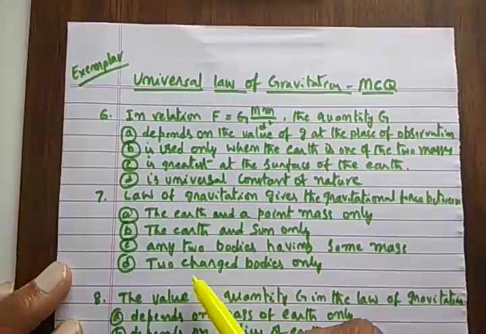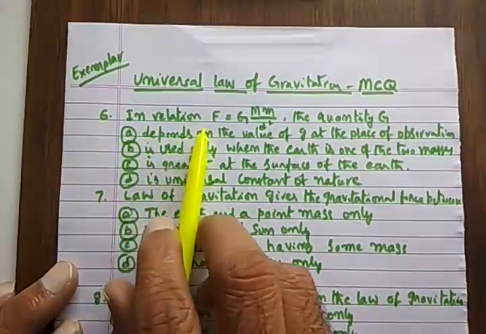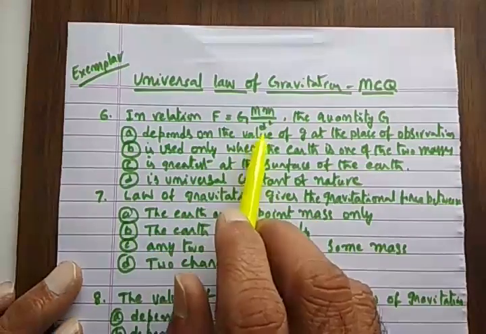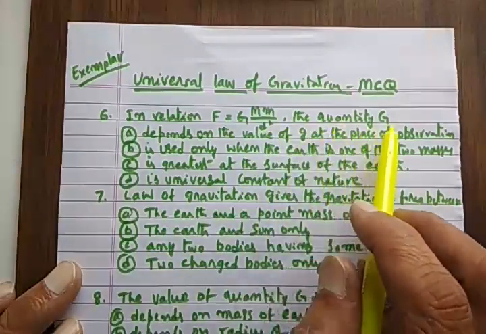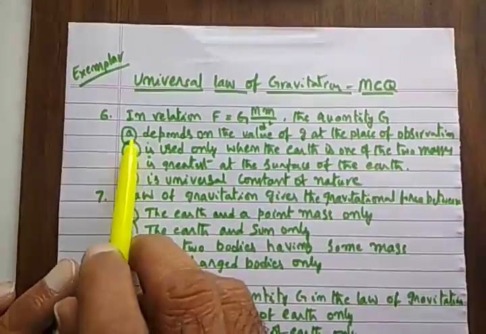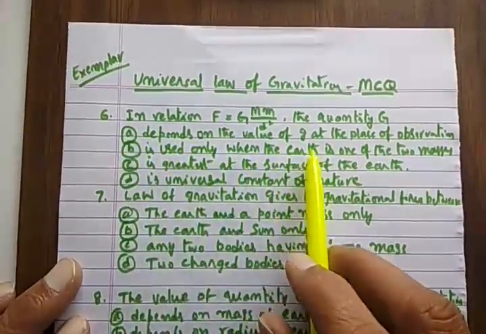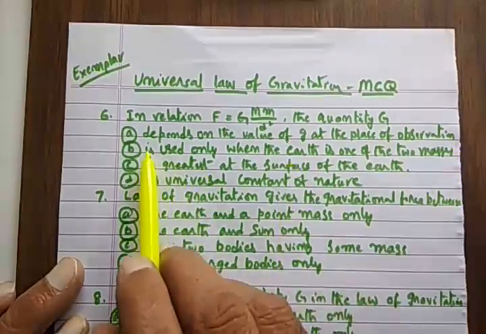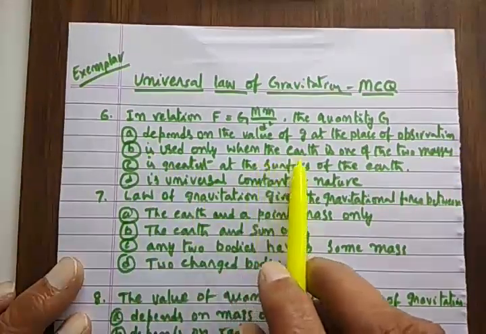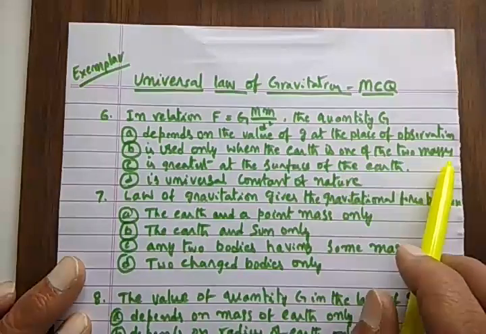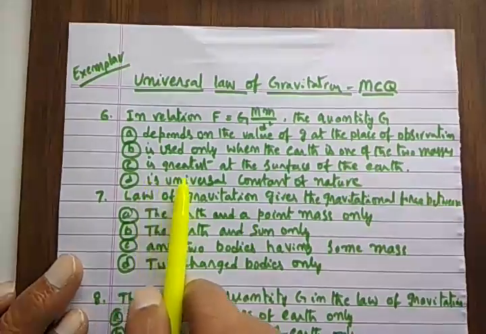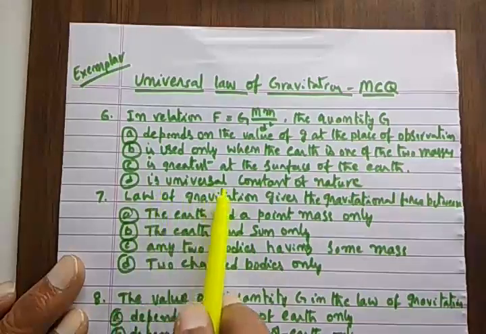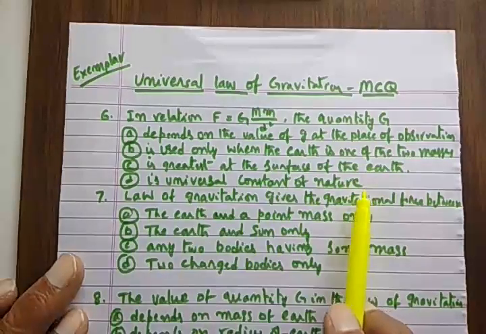The question number 6. In relation F is equal to G capital M into small m by d square, the quantity G, choice A, depends on the value of g at the place of observation, B, is used only when the earth is one of the two masses, C, is greatest at the surface of the earth, D, is universal constant of nature.